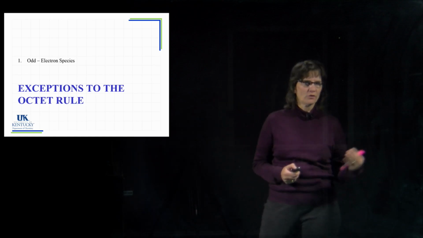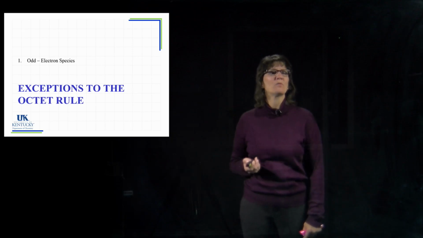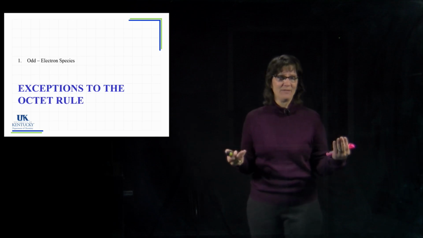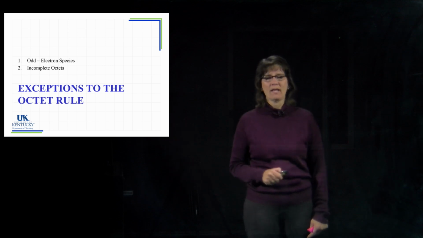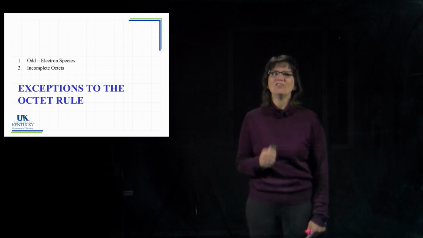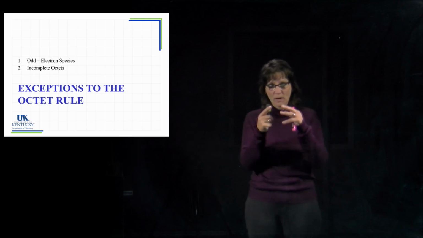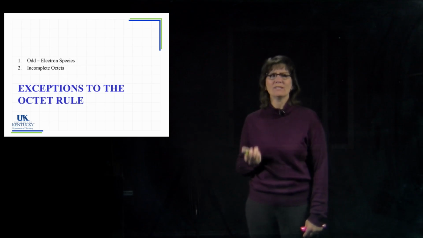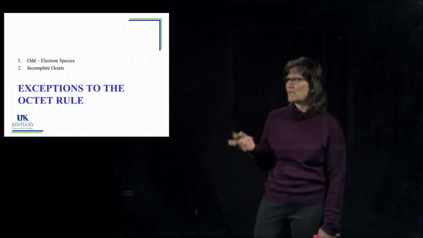There is an odd electron species. Well, if you've got a thing that exists with an odd number of electrons, you can't possibly make everybody feel like they have 8. That's an even number. So there's odd electrons. There's also incomplete octets. There are some molecules that exist where they have less than 8 valence electrons surrounding it. They're reactive species. They're looking to get more electrons, but they exist with an incomplete octet.